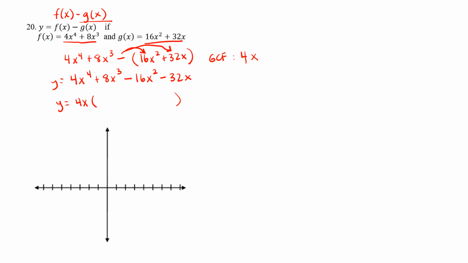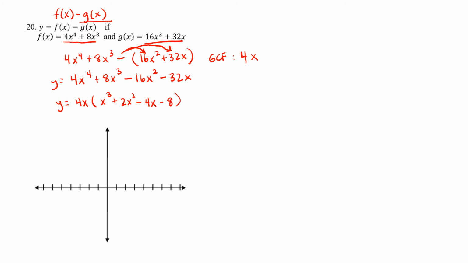So we take 4x out of 4x to the 4th, we're left with x cubed. We take 4x out of 8x cubed, we're left with 2 and an x squared. Again, by dividing, that's how we're getting this. That 16x squared, we're left with a 4 and an x. And that negative 32x, negative 32 divided by 4 is negative 8. We took the x out, so that's all we're left with.